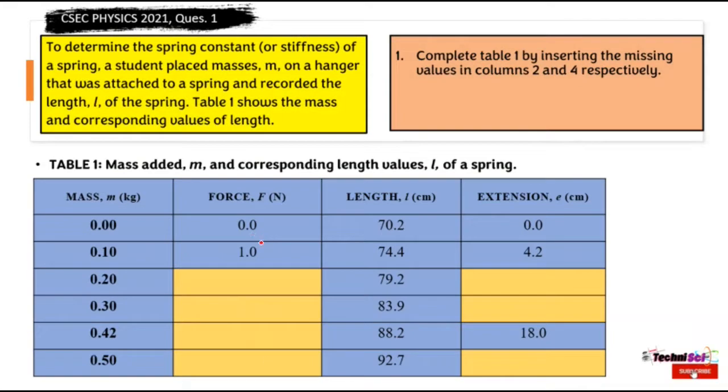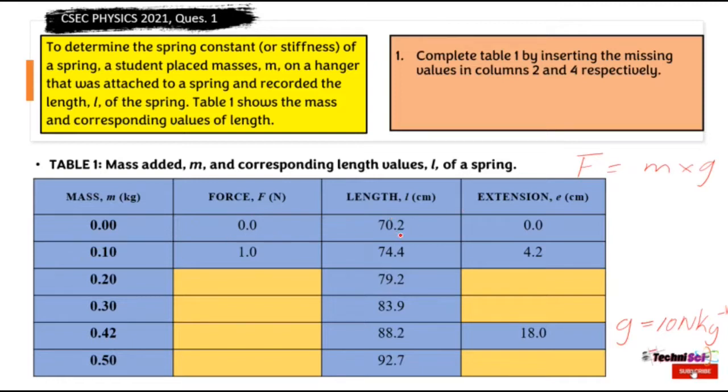Okay, so for column 2, we need to put in force. Now we have mass, so that means we can apply our formula: force is equal to mass times gravity. Gravity is equal to 10 newtons per kilogram, and can also be used as 9.8. However, given this question, we're going to take the relation. Looking at the first row, we're seeing that the mass is 0, meaning there's nothing on it, no mass is added. And so if there's no mass added, then there's no force. So force is 0 as well.